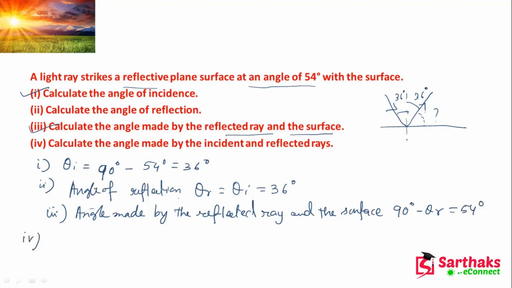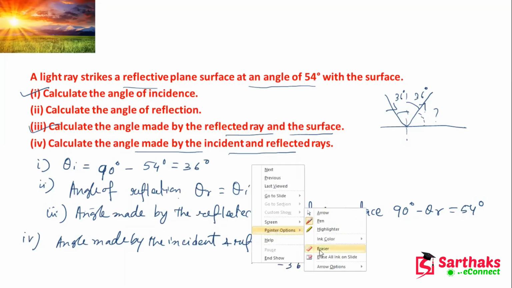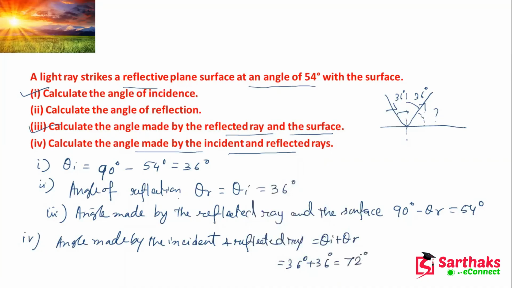Okay. Question number 4. Calculate the angle made by the incident and reflected rays. Here the angle made by the incident and reflected ray will be our theta I plus theta R. So theta I plus theta R, 36 degrees plus 36 degrees. So this will be our 72 degrees. Fine.